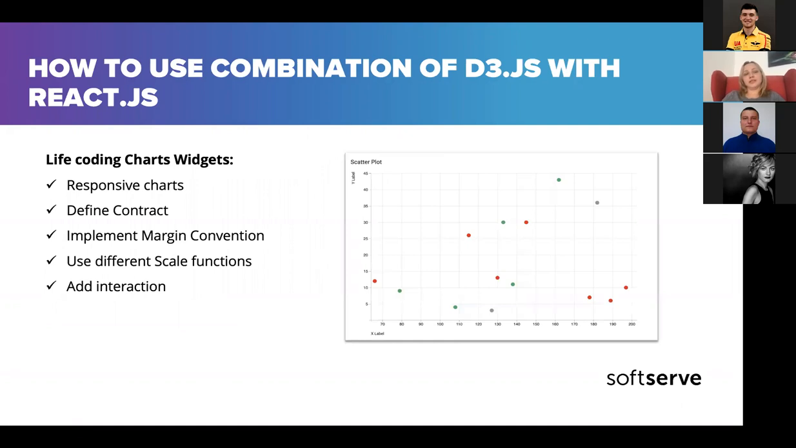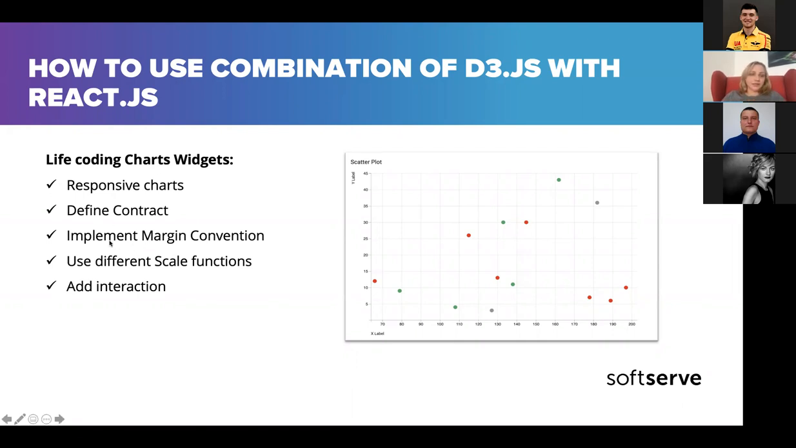Okay, so to start the live coding session, I want to go over the bits that we will go through. First, when we integrate our widget into our app, we want this chart to be responsive. We don't want it to be static, and we will look at how to make this. Then the second part is defining a contract. What is a contract? It's the props that the widget will take, and the form of the props that it will build the data visualization with.